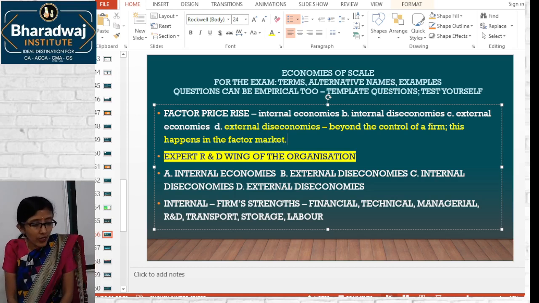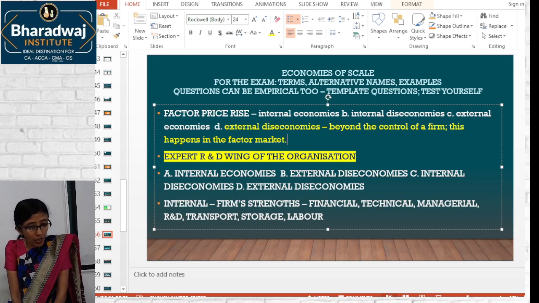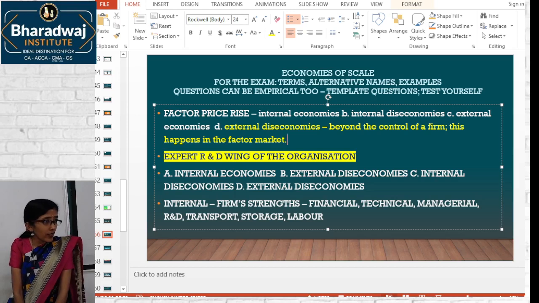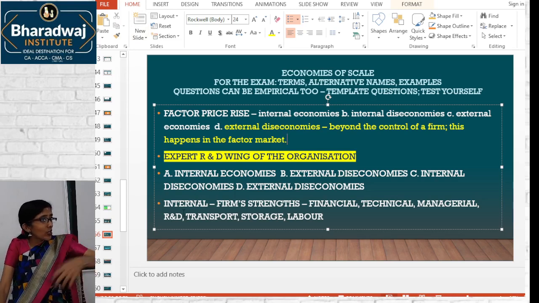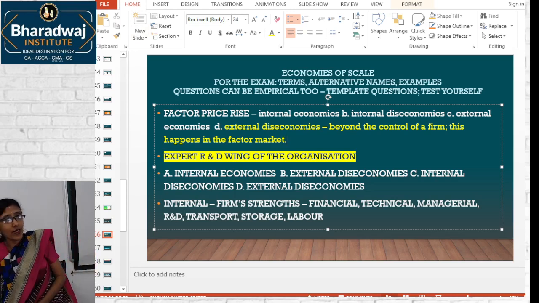Okay. Second one, look at this. Expert research and development wing of the organization. 4 options are there. Internal economies, external diseconomies, internal diseconomies, external diseconomies. Internal economies. Research and development. What do you say? Anybody has some other option? She has given her choice. Others?